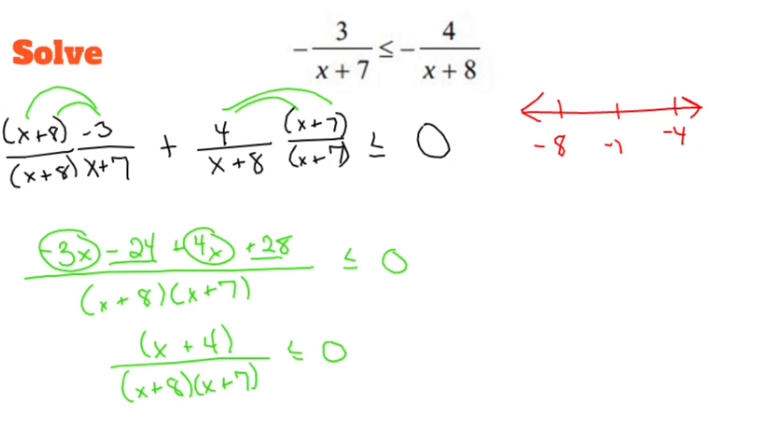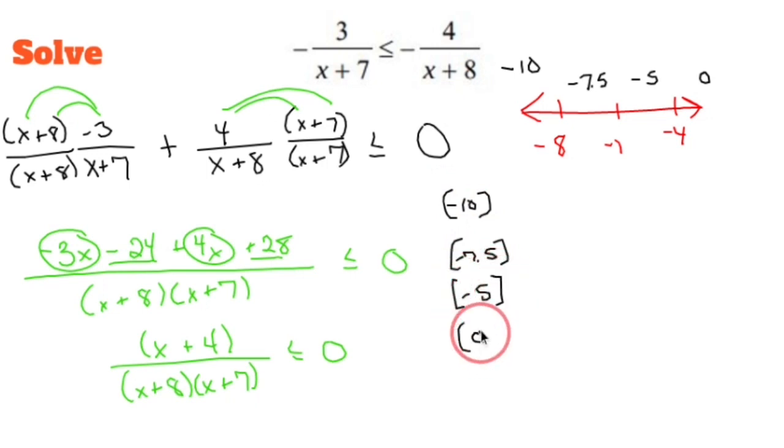So for example, I need to pick numbers like negative 10. This is going to be a pain in the butt. Negative 7.5. How about negative 5 and 0? And I need to see which of these numbers are going to be less than or equal to 0. So I can actually use this equation right here. If I plug in negative 10, if I plug in negative 7.5, if I plug in negative 5, and if I plug in 0. Okay, let's see what happens.